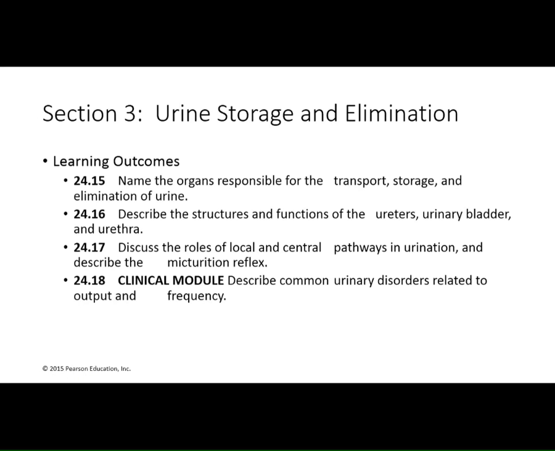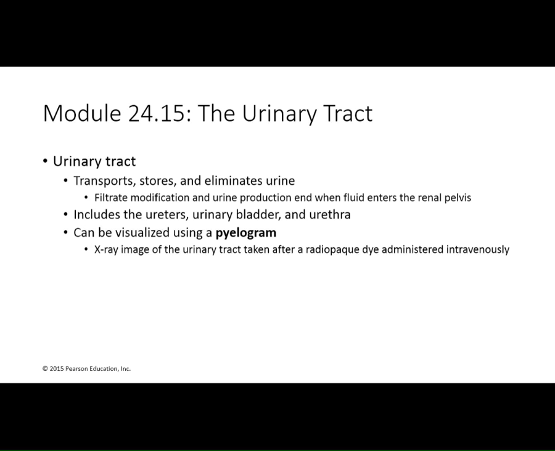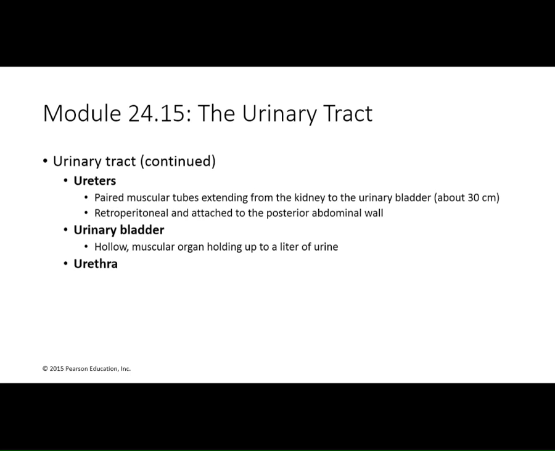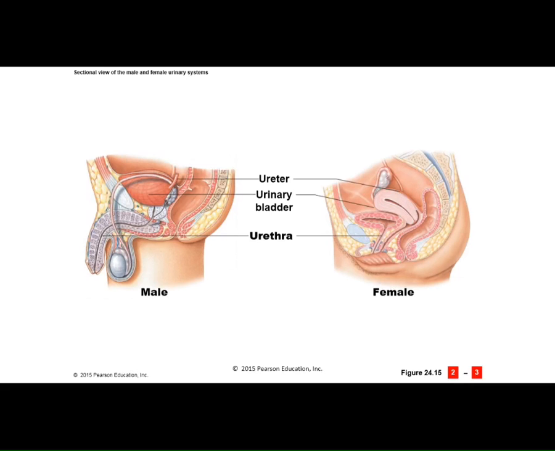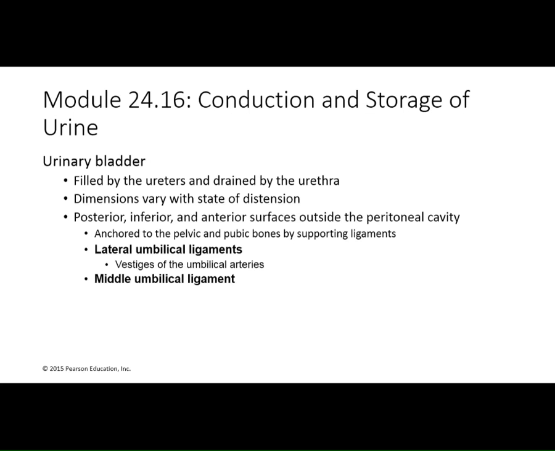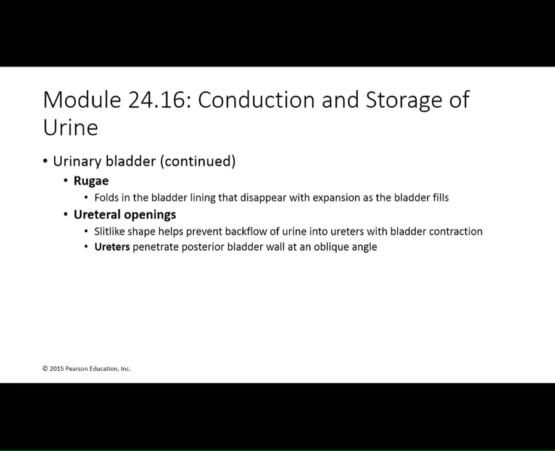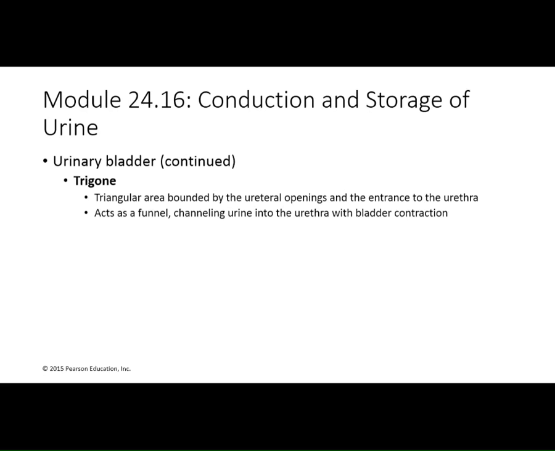So starting with 2415, 2416, this is just going to be what the urinary tract is, including the ureters, the bladder, and the urethra. This will be completely anatomical review. Comparing the male and female urethra and the bladder, all very straightforward. The bladder has rugae in it, just like the stomach does, those folds that are found on the inside. And you know that inside the bladder, there's an imaginary triangle, the trigone, which is basically the two openings of the ureters and the entrance into the urethra.